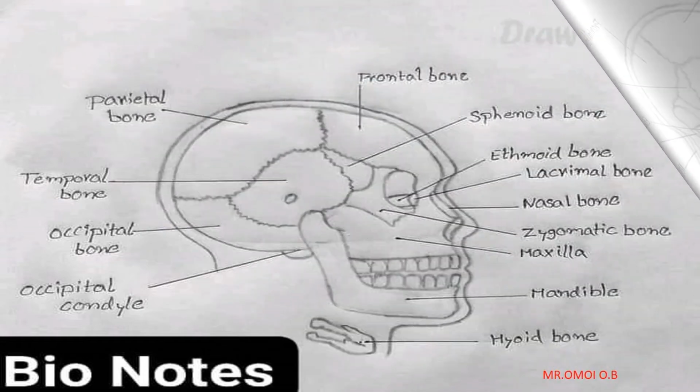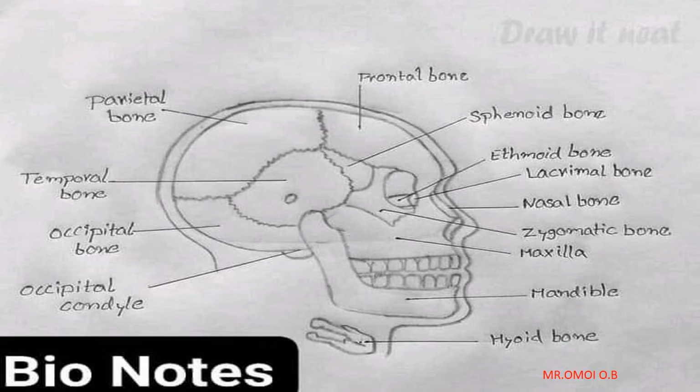Below the occipital bone we have a special bone which is called the occipital condyle, which connects to the neck region, which articulates with the cervical vertebra.